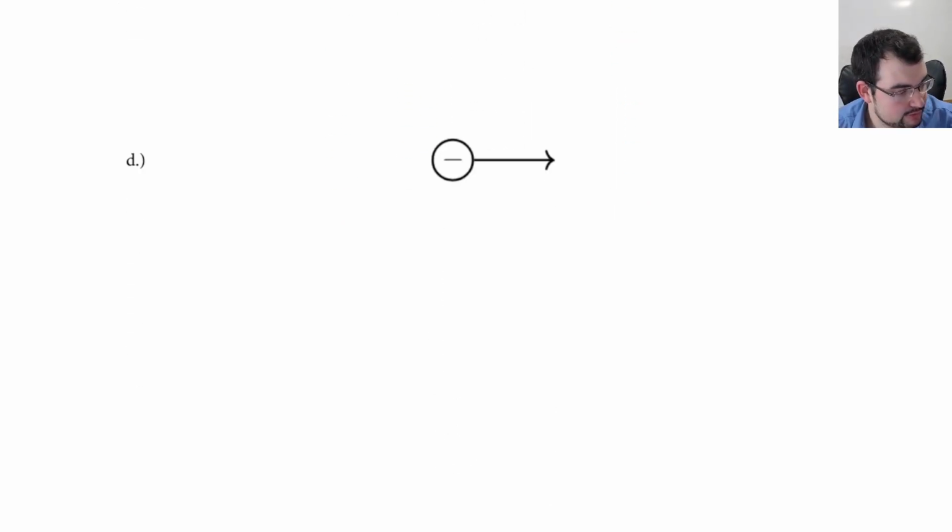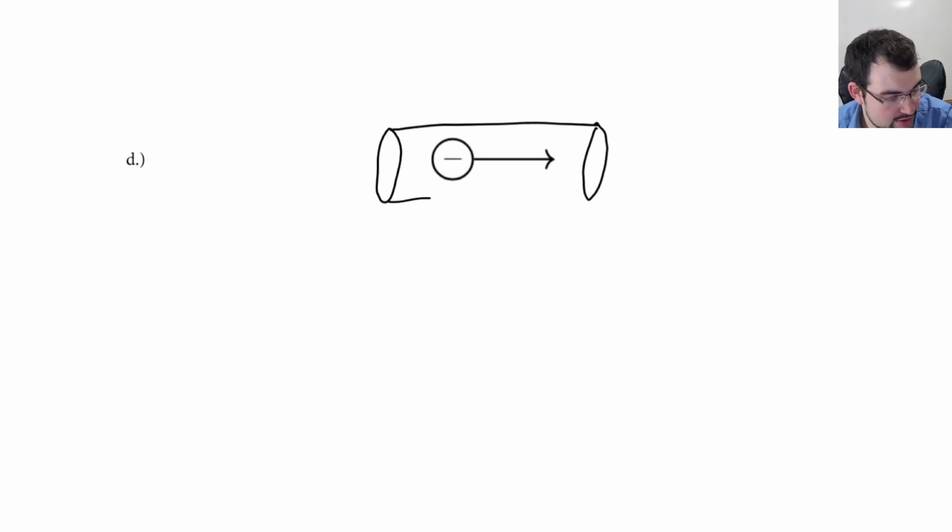Negative charge. Well, of course, a negative charge flow is like a current, except current is positive charge flow. So we can just model this as a current in the opposite direction. So we can actually say this is a leftward current.